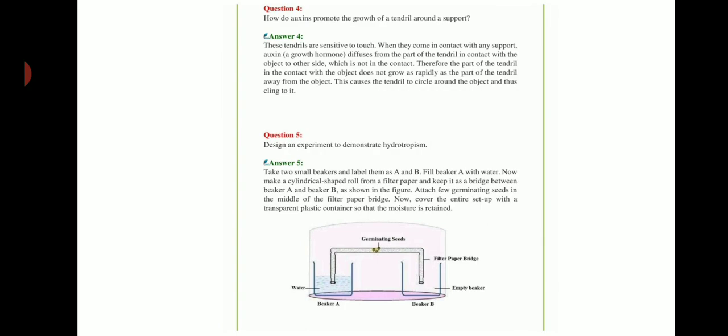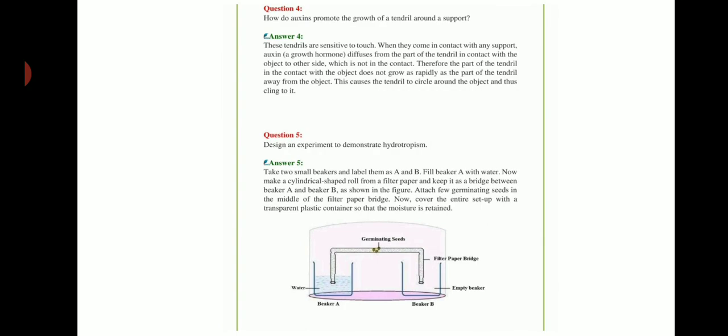So the experiment is very simple. Take two small beakers and label them as A and B. Fill beaker A with water. Now make a cylindrical roll from a filter paper and keep it as a bridge between beaker A and beaker B. It is given in the figure. Then attach a few germinating seeds in the middle of the filter paper bridge.